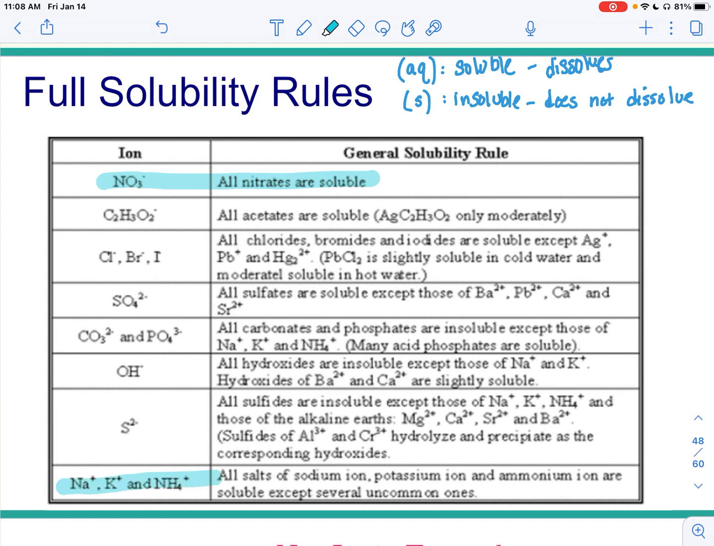The other most important one is this. All compounds, and when I say salt, that's another word for ionic compound. So all compounds with sodium, potassium, or ammonium are soluble. And then it says, except several uncommon, those are not something you need to worry about. So if you see nitrate for the first rule, sodium, potassium, or ammonium, you know that it's soluble.